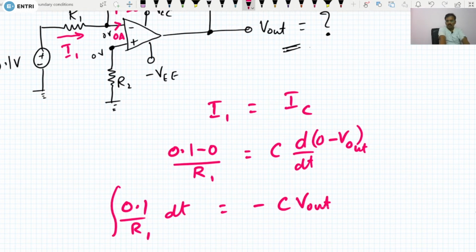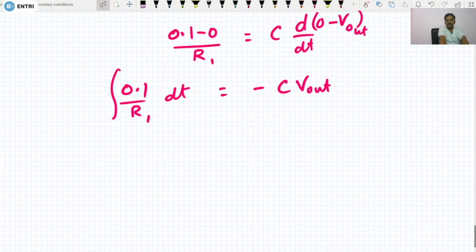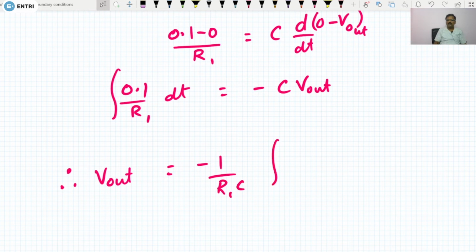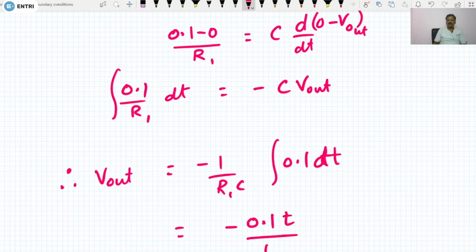Okay, so I have integrated on both sides, and we got this expression. Therefore V out is equivalent to minus 1 by R1 into C into integral of 0.1 dt. So if you do this, you are going to get minus 0.1 integral dt, which is nothing but t, so minus 0.1 into t divided by R1 into C. So this is the output voltage you are going to get.